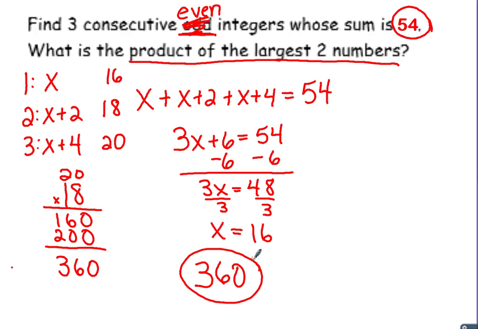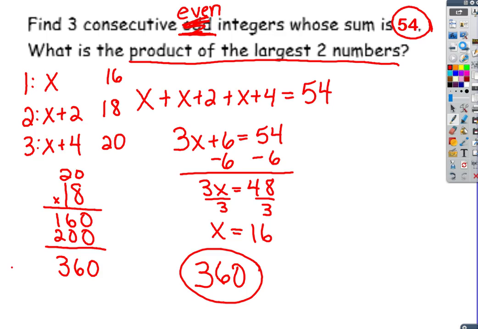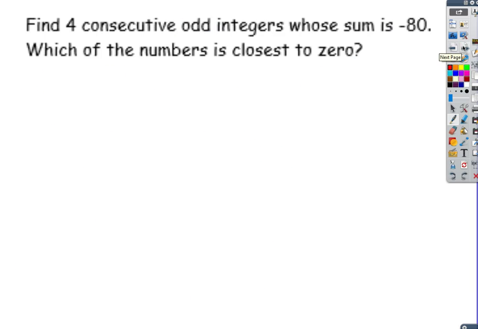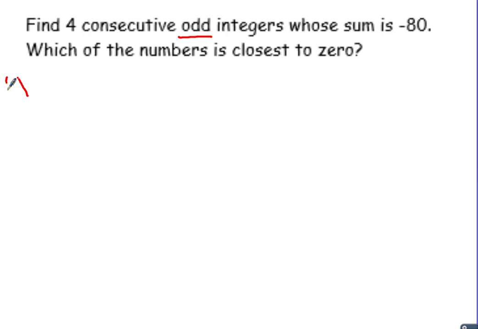The next problem is find 4 consecutive odd integers. We wanted to do one even and one odd, so that's why that one's a little bit crazy. So find 4 consecutive odd integers. So we have one number, whoops, 1 is just x. The second number will be x plus 2. The third number will be x plus 4. And the fourth number would be x plus 6. Adding them all together, we get negative 80.